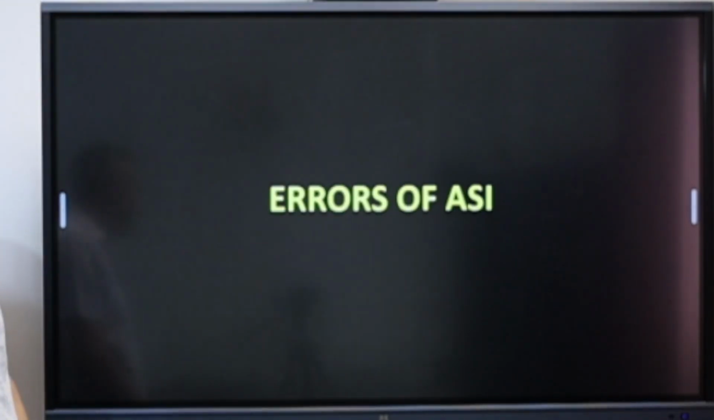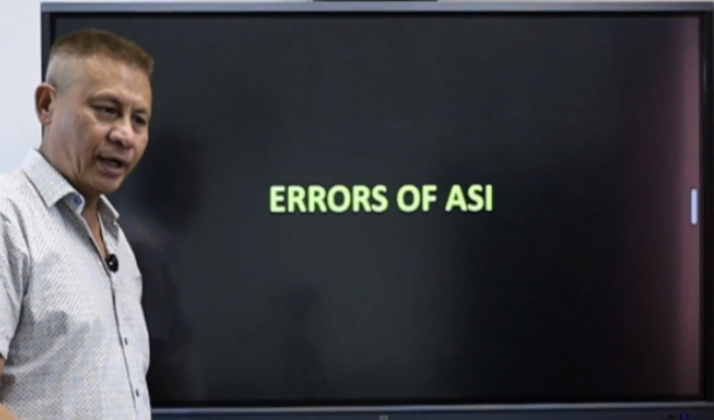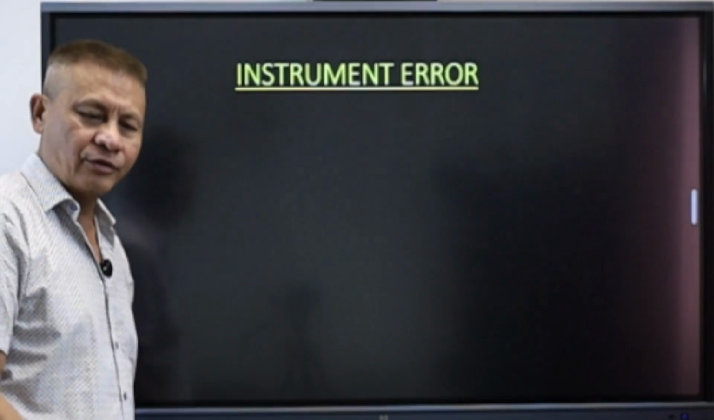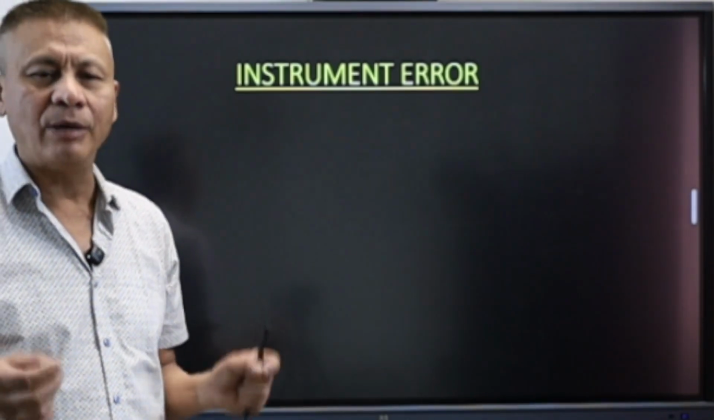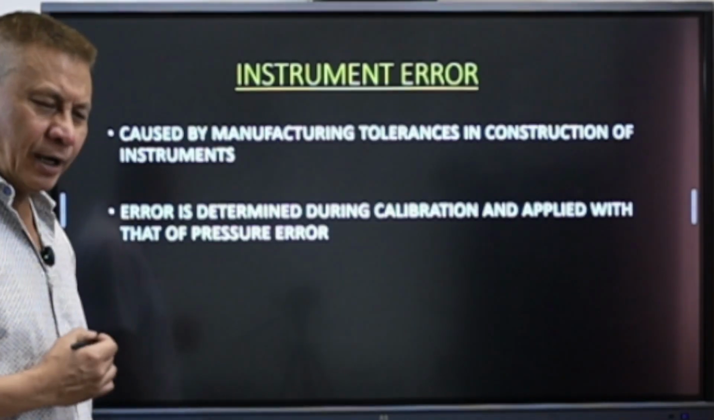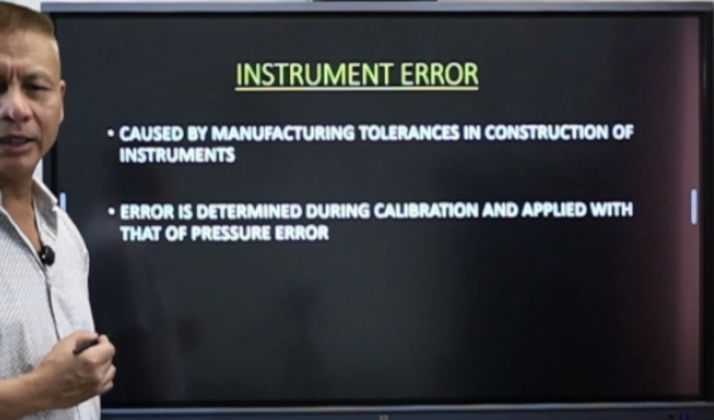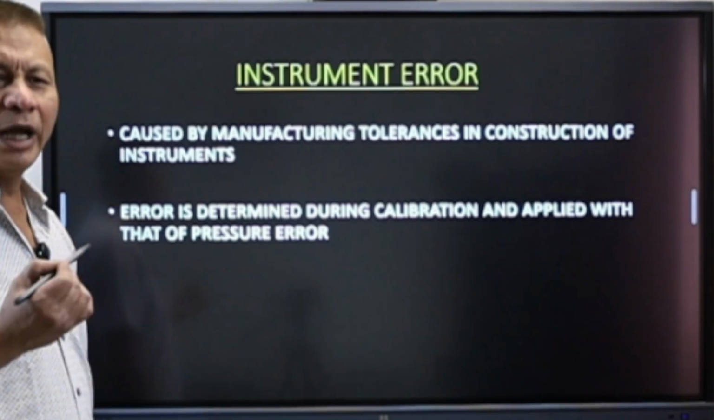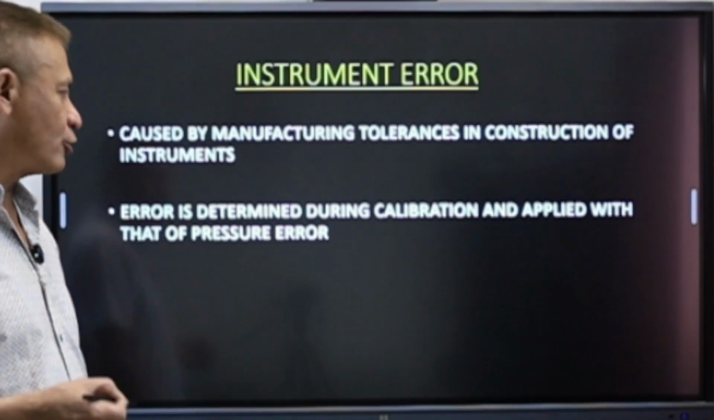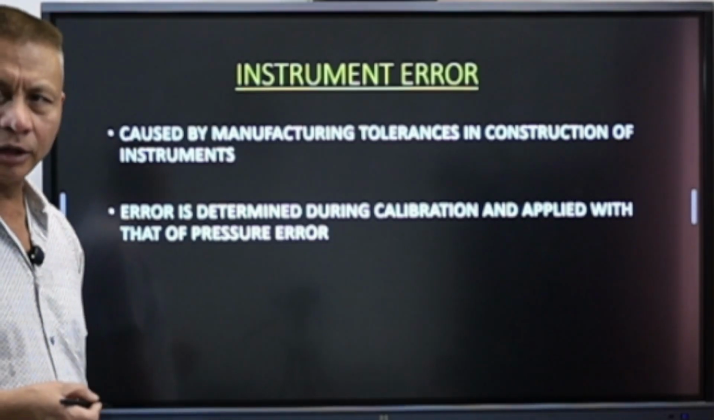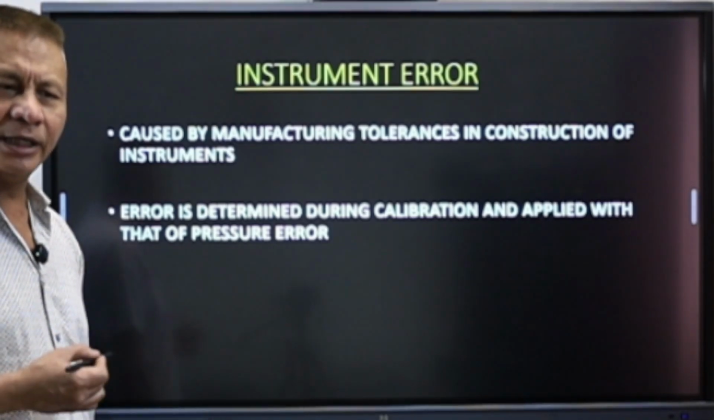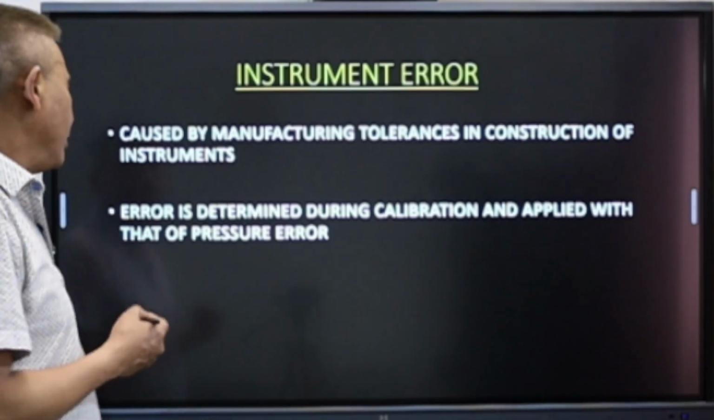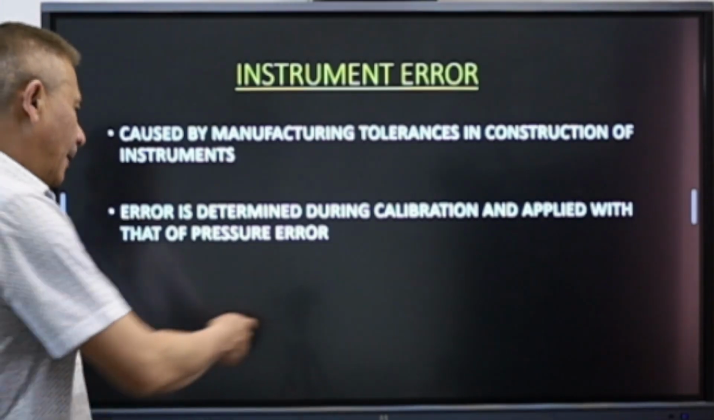So now let's have a look at the errors of an ASI. What are the errors? The first error is that every instrument we have will have some instrument error. The instrument error is the error caused by mechanical imperfection or manufacturing tolerances while making the particular instrument. This can be determined during the test flight over a wide speed range, and a correction can be given for this particular error.